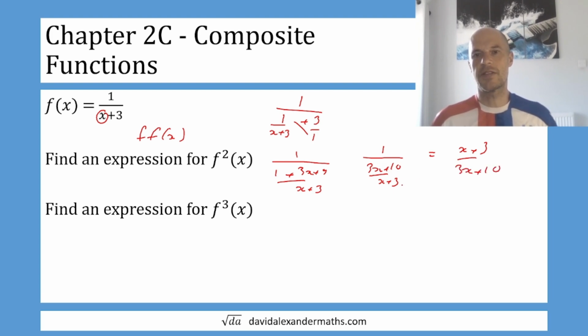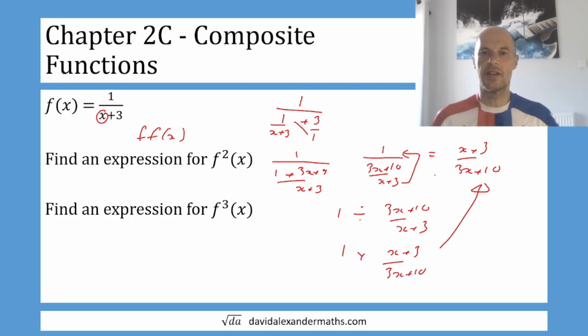If you're not confident with knowing that you can just jump that up there, what we've got here is 1 divided by (3x plus 10) over (x plus 3), which is the same as 1 multiplied by (x plus 3) over (3x plus 10), which was what I had over there. So again, with a bit of experience, these things become fairly second nature.